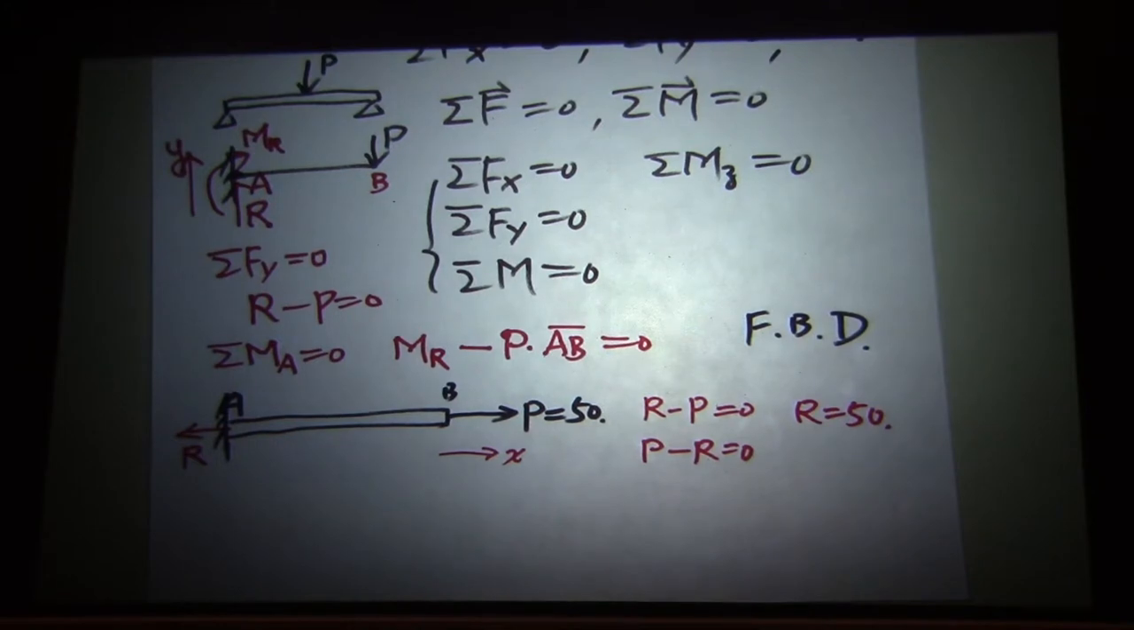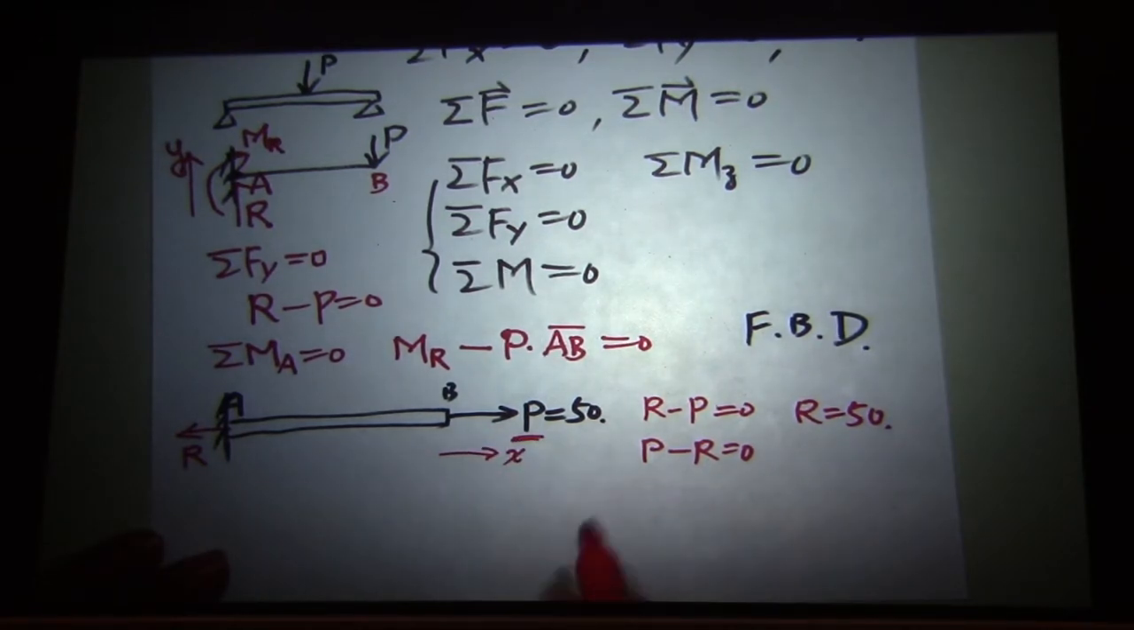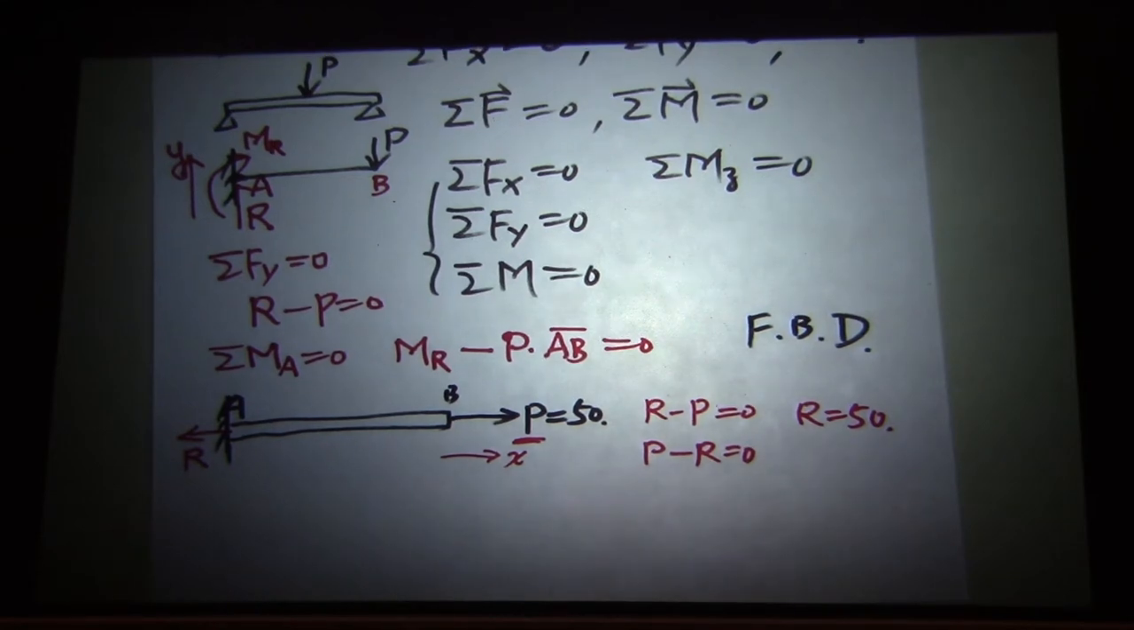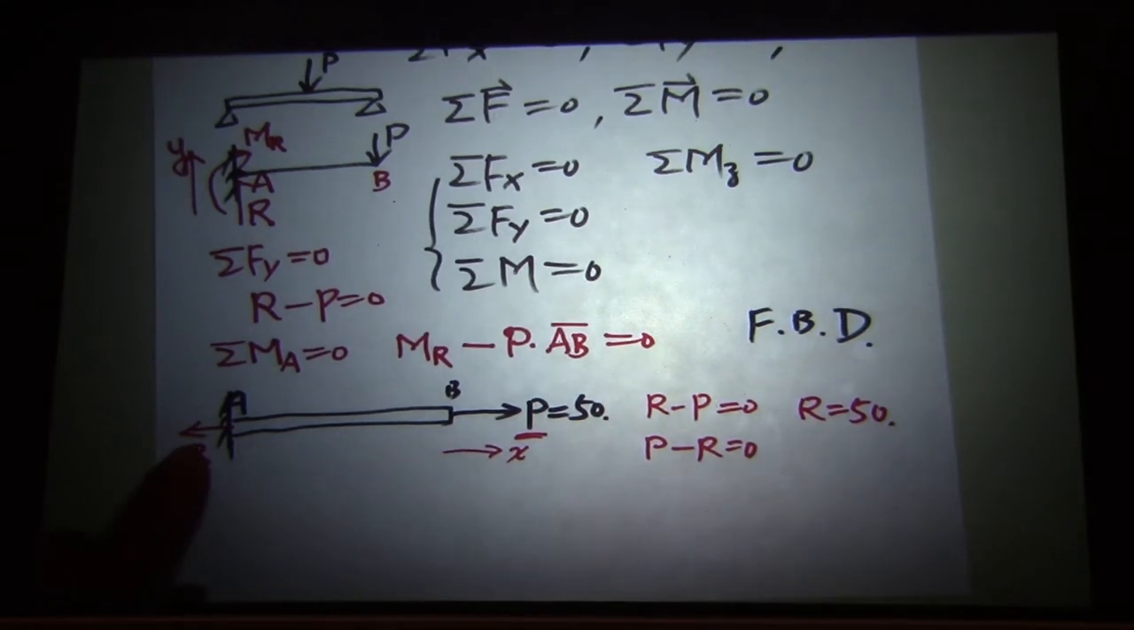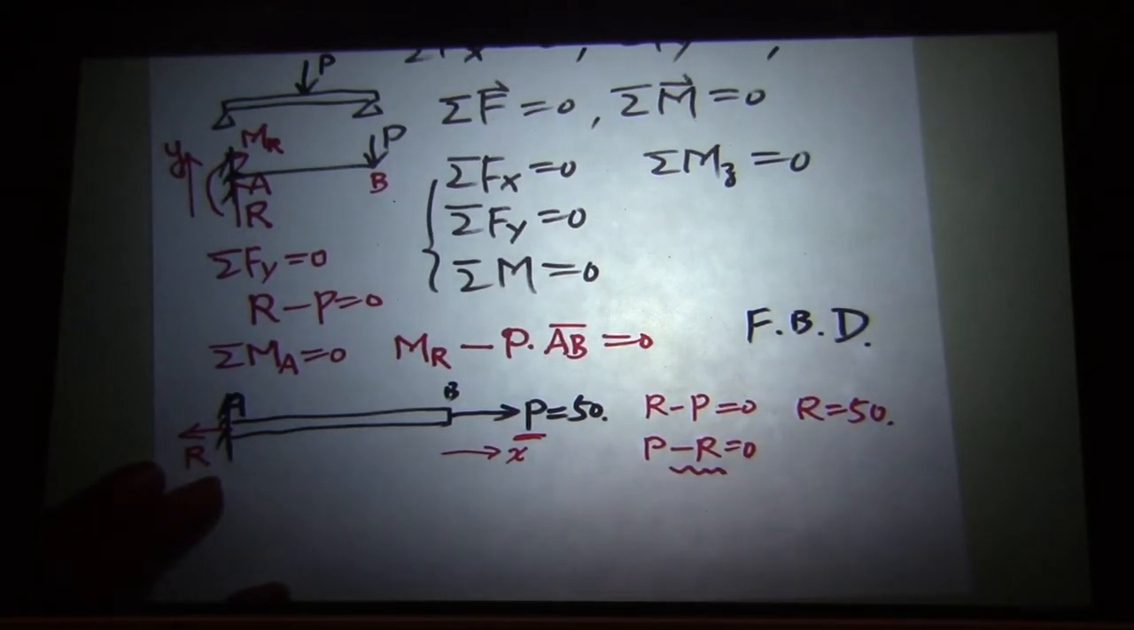In statics, we define a force as positive or negative by its direction. If the force goes this way, like the P here, we say this force is positive, because it follows my positive axis. This one is a negative force, which is why I put a negative R in the equation, because it's against the x direction. But the R value itself is positive. So whoever follows the direction is positive, and whoever is against the direction is negative.